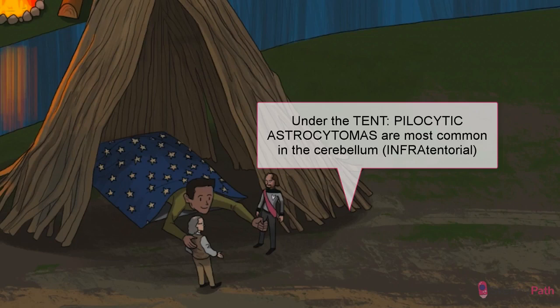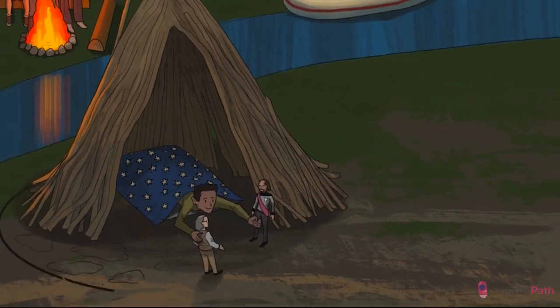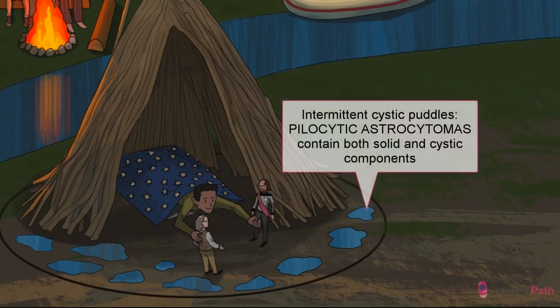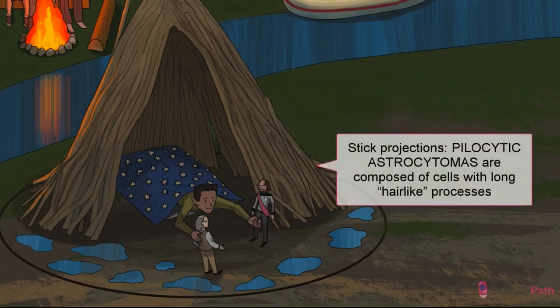So again, remember, we're under that tentorium tent. Grossly, pilocytic astrocytomas tend to be well circumscribed and contain both solid and cystic components. However, these tumors rarely show areas of necrosis, which will help us differentiate them from another tumor commonly seen in the posterior fossa, medulloblastomas. Okay, so pilo, hair-like, and astro, star-like.